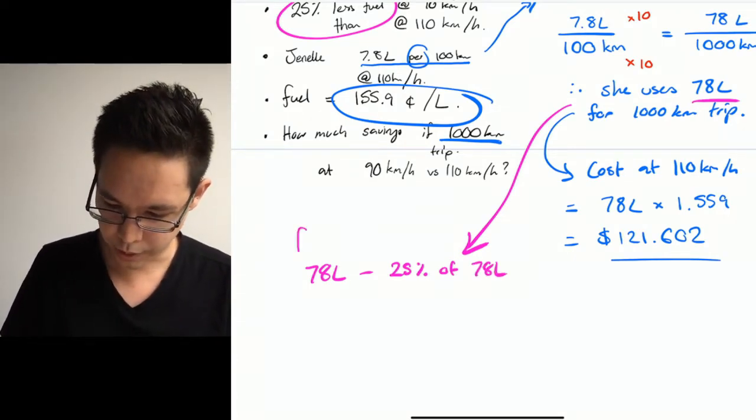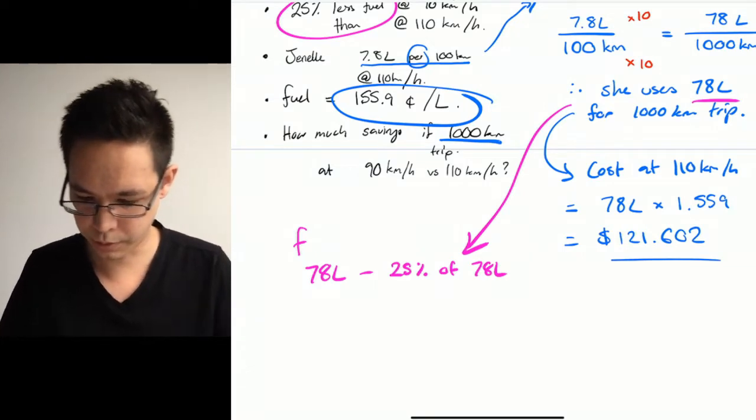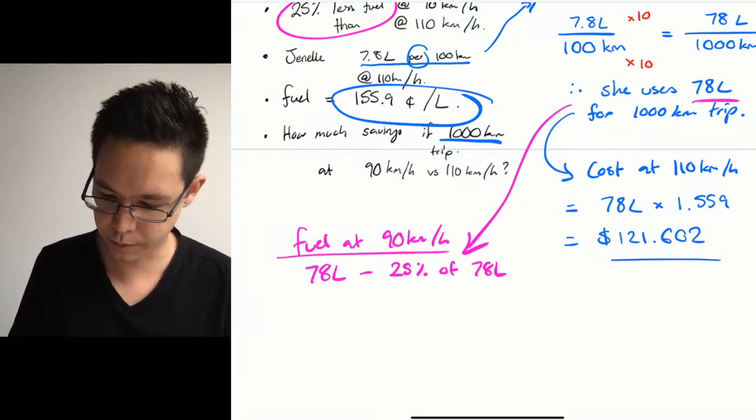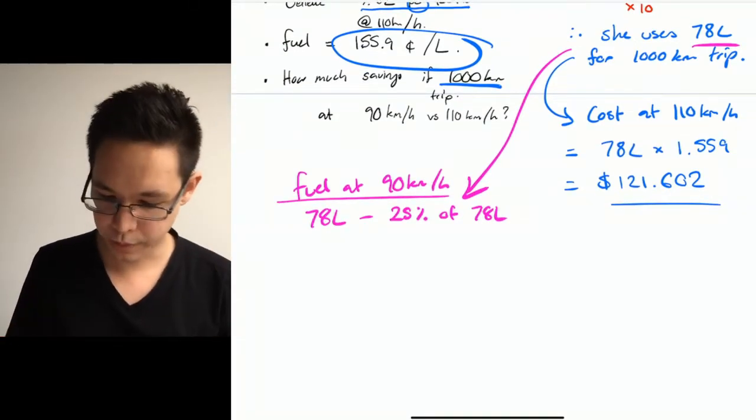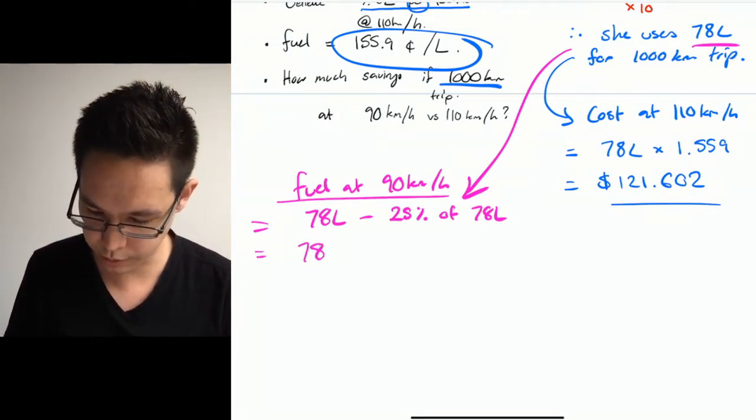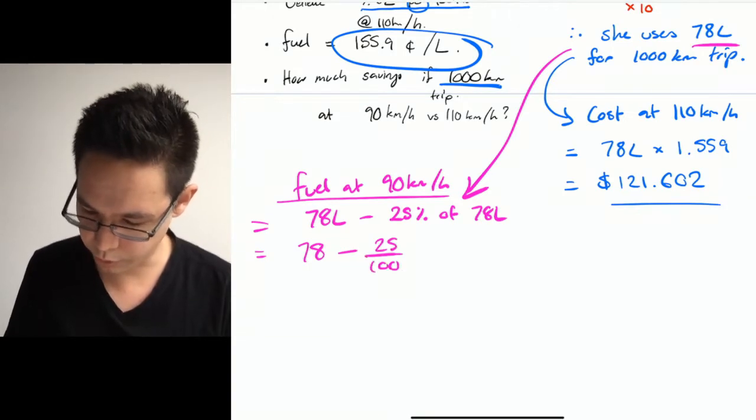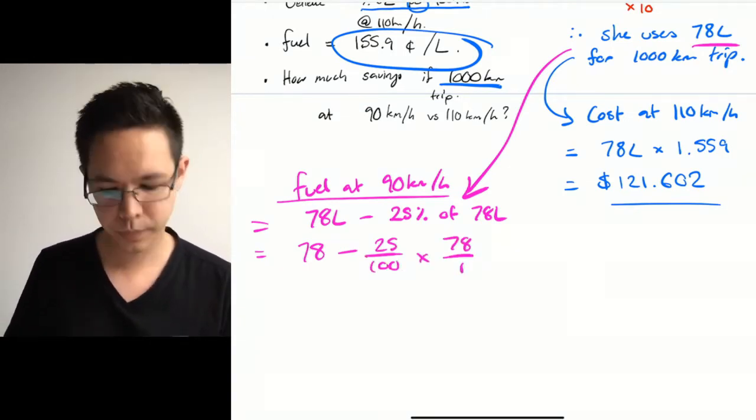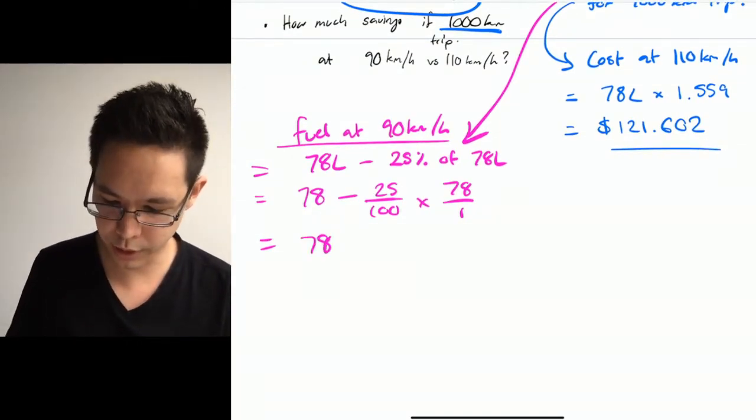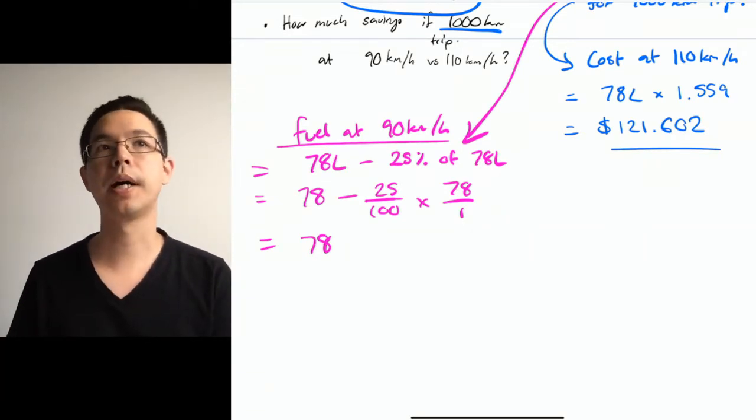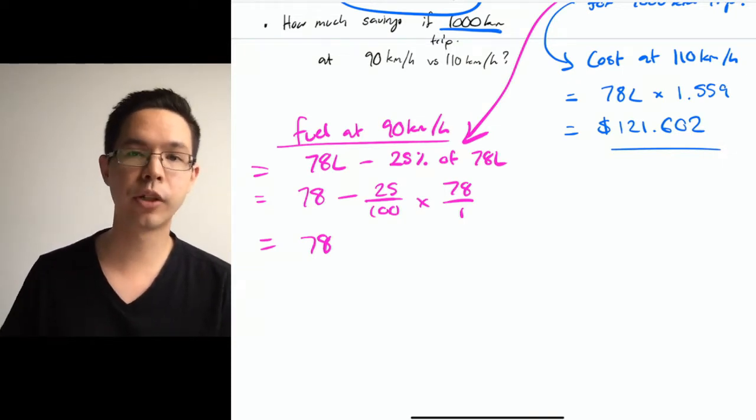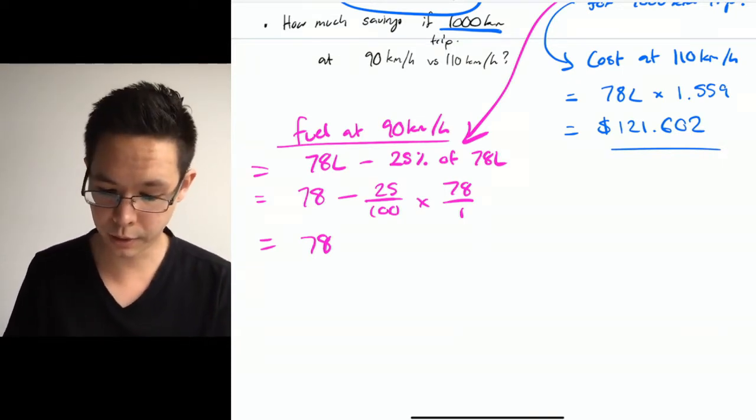So I'm going to do 78 liters minus 25% of 78 liters. Okay, so this will be fuel at 90 kilometers per hour. So that's my little K for Kiwa is equal to 78 liters, remove 25% of, so that's going to be 78 minus 25 out of 100 times by 78 over 1, and I'm going to take a bit of a shortcut again. Another approach that I could have done is 78 liters times by 75%, because think about it, if I've removed 25%, how much is left remaining? So that's another way of looking at it.